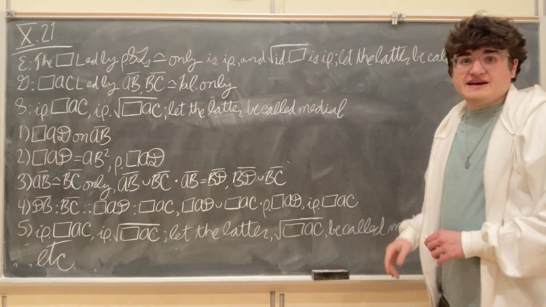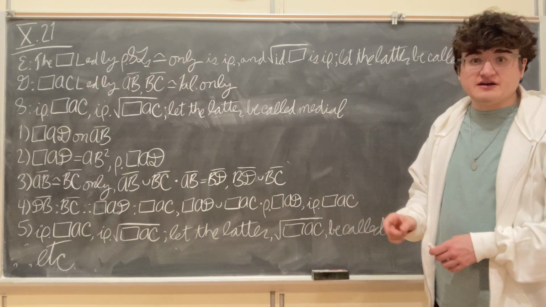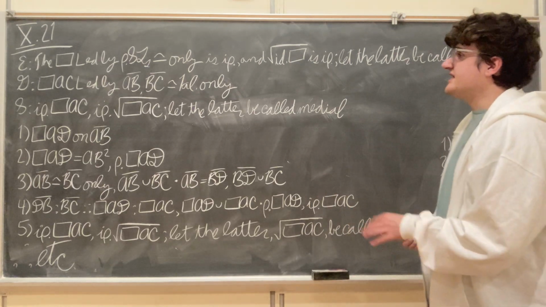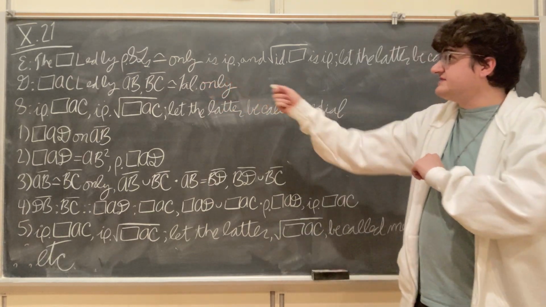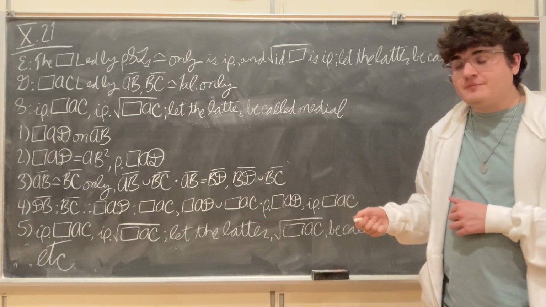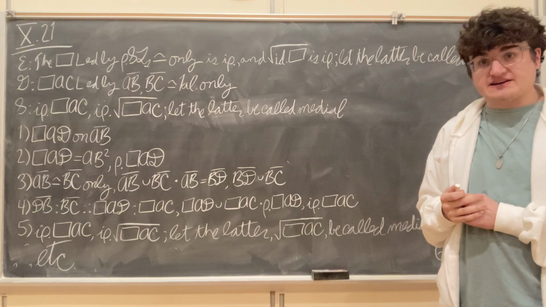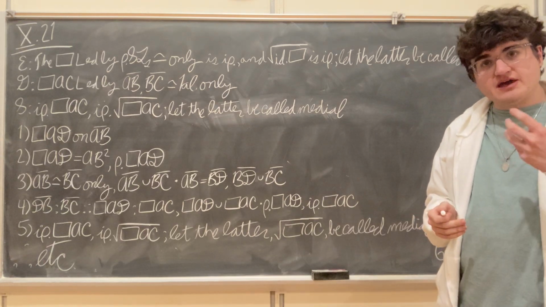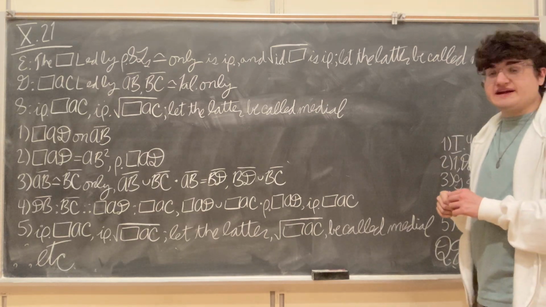Hello. This will be a demonstration of proposition 21 of book 10 of Euclid's Elements, which says that the rectangle contained by rational straight lines commensurable in square only is irrational, and the side of the square equal to the same rectangle is also irrational, and let the latter be called medial.